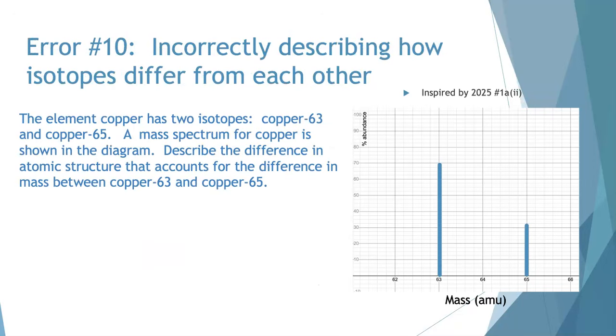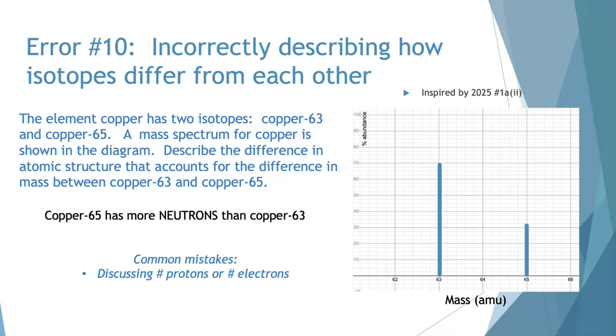Error number 10, what makes isotopes different from each other? For example, the element copper has 2 isotopes, copper 63 and copper 65, and we've got a mass spectrum here. Describe the difference in atomic structure that accounts for the difference in mass between copper 63 and copper 65. And all you needed to say was that copper 65 has more neutrons than copper 63. You could say that copper 65 has 2 more neutrons than copper 63. That's fine. But the gist of your answer had to be different numbers of neutrons.